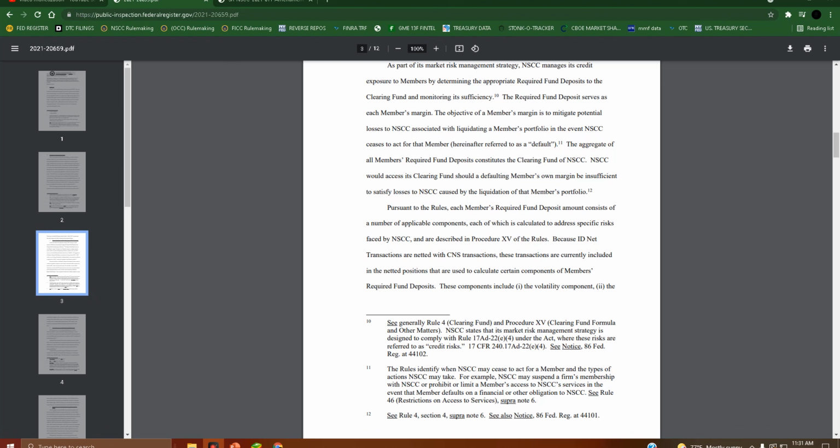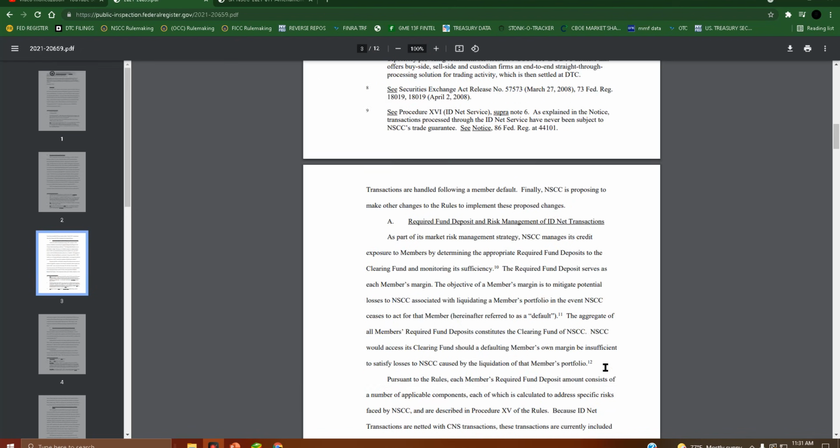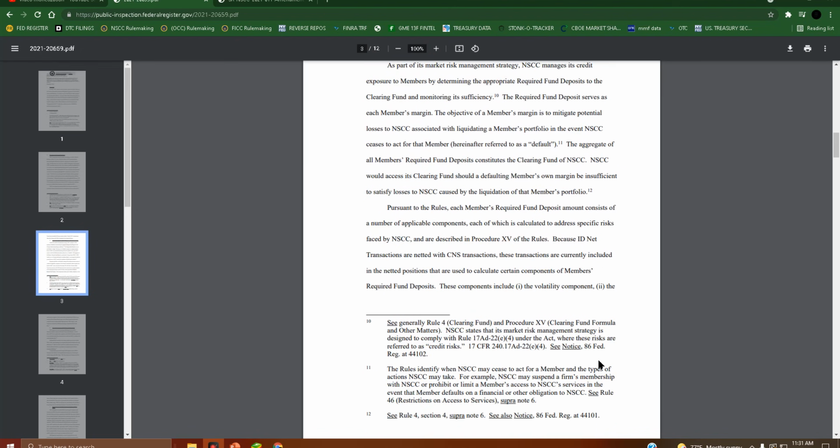The other day we had the ID net settlement show up on the Fed Register, or not the Fed Register, but it showed up on NSCC's website. It just posted to the Fed Register today, meaning that the ID net settlement will be removed from the net deposit for these institutions in, I believe, the next 30 trading days.